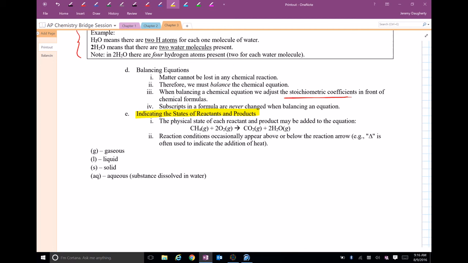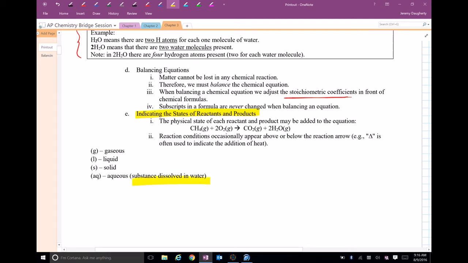The big things for the states of reactants and products are what's aqueous and what's solid. So precipitation reactions, that's a big one, and we'll see that as we go along. G is gaseous, L is liquid, S is solid, AQ is aqueous, which means a substance dissolved in water. Very rarely will you have a liquid, right?